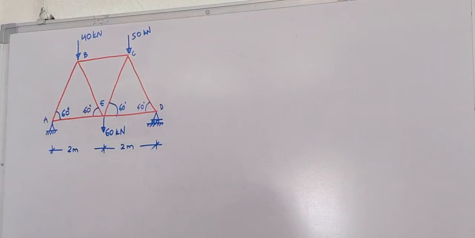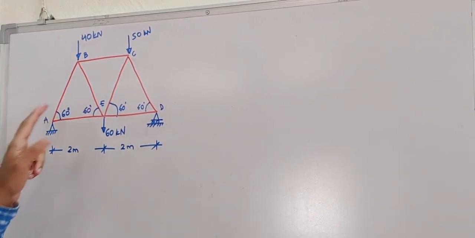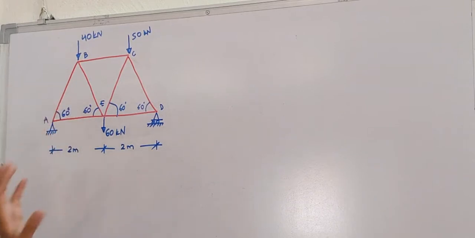The question asks us to calculate the member forces of the truss, indicating magnitude and nature. Magnitude is the force, and nature is whether it is compression or tension. All the members are at 60 degrees to the horizontal and are 2 meters each.